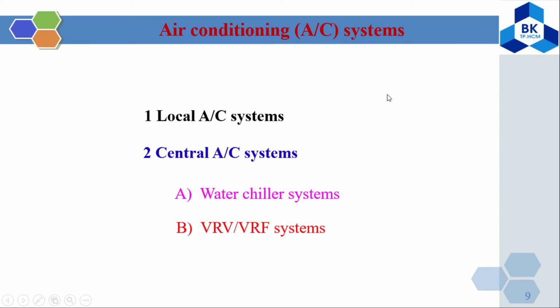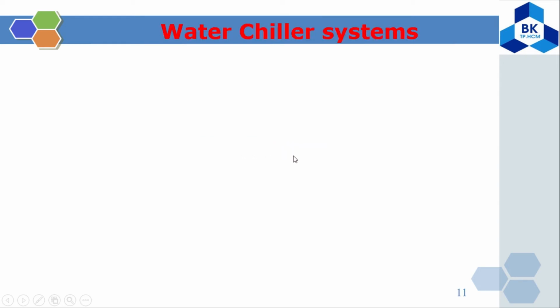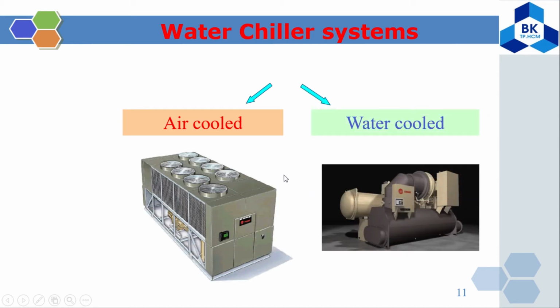For the air conditioning system, or AC system, we divide into the local AC system and the central air conditioning system. For the central air conditioning system, we have a water chiller system and a VRV or VRF system. The water chiller system we divide into two systems: the air-cooled water chiller system and the water-cooled water chiller system.